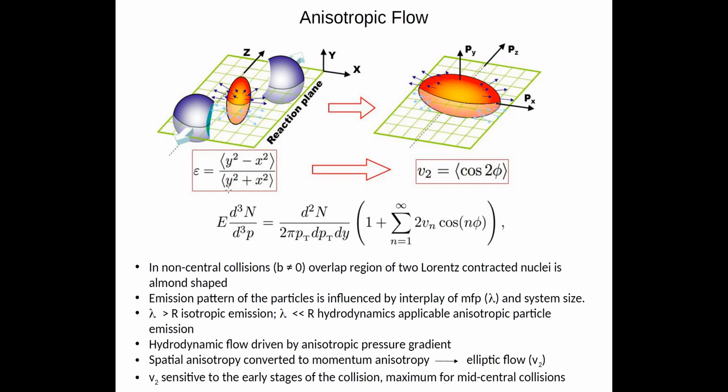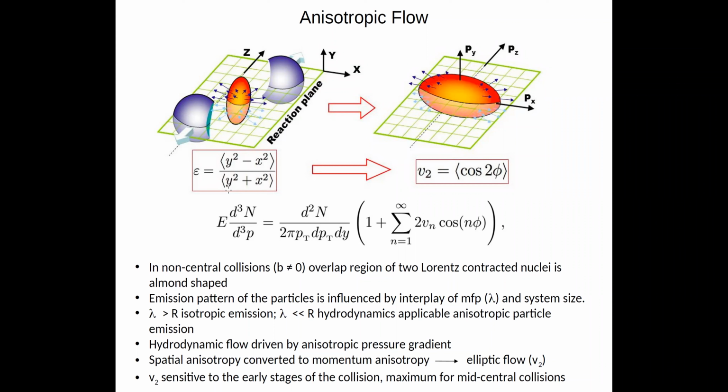The emission pattern of the particles for these non-central collisions will be influenced by the interplay of two quantities, the mean free path and the system size. If the mean free path is much higher than the system size, the particles will hardly collide inside the medium, or they will not experience the elliptic shape of the medium, and they will emit isotropically from the medium. However, if lambda, the characteristic mean free path of the system, is much smaller than the system size, then the constituents in the medium will scatter among themselves significantly, which will help to establish local thermal equilibrium.